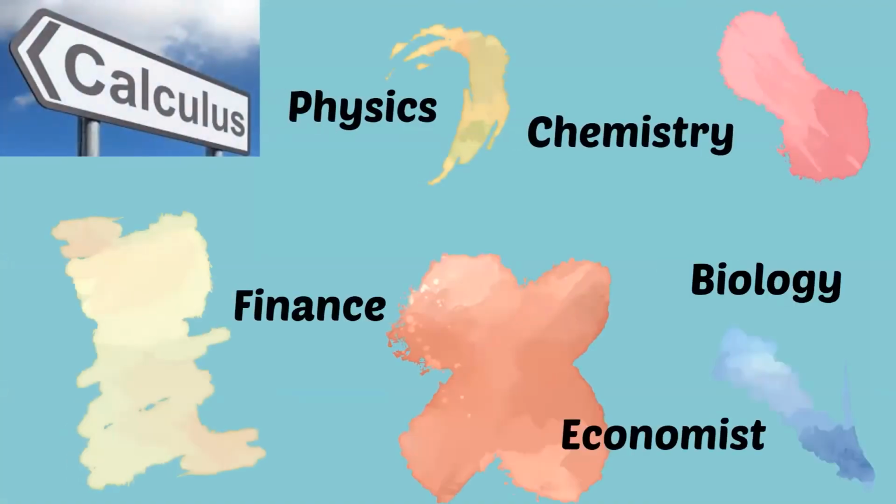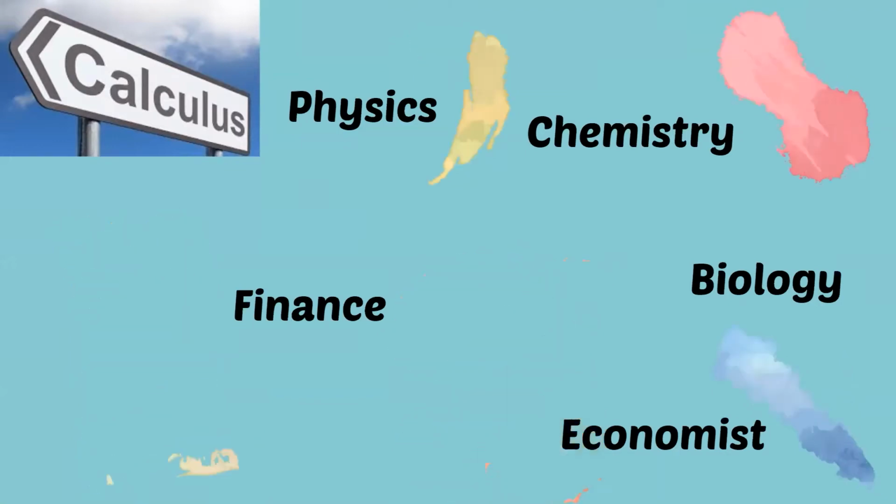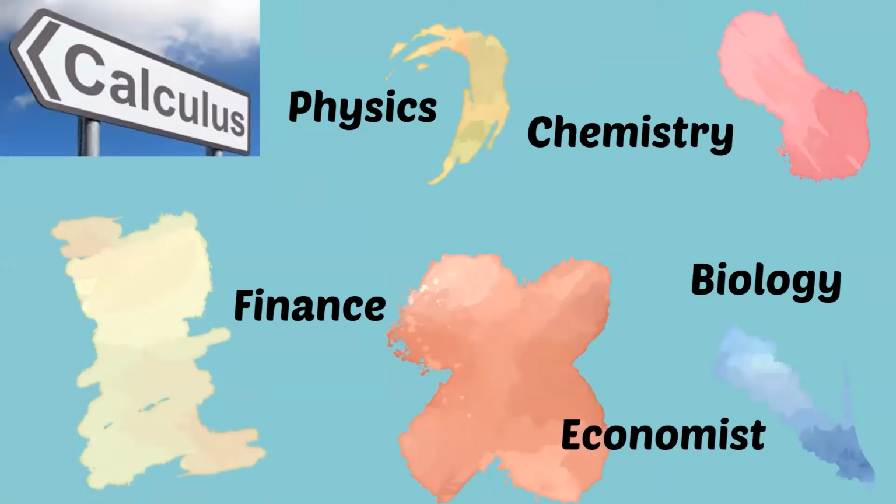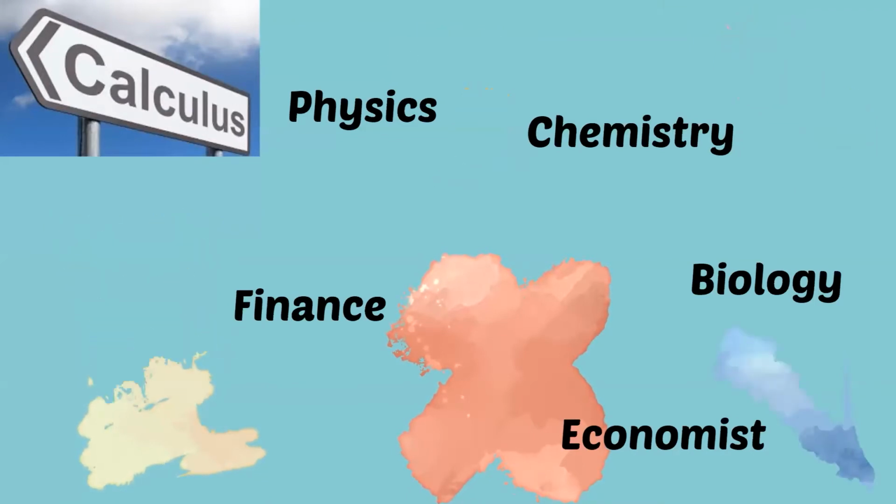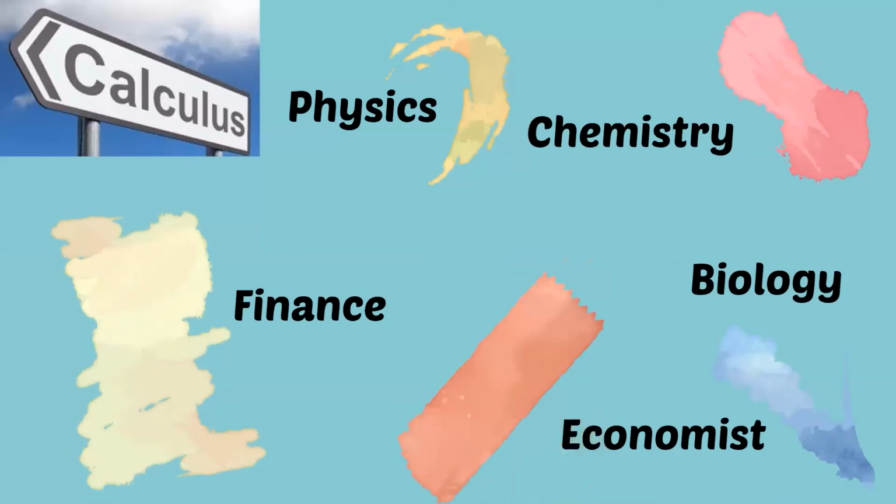So now let's move on to the different areas where this calculus is there. We'll be dealing with the applications later. So let's see the simple examples in the subjects we study or in the areas we see. Calculus is there in physics, chemistry, biology, finance, or it is being used by the economist persons also. So we can see on which areas this is being used.